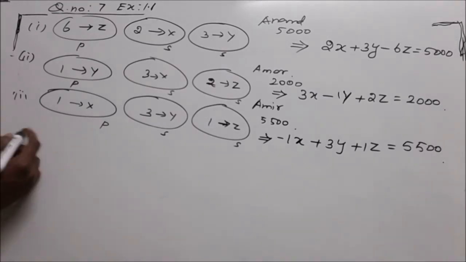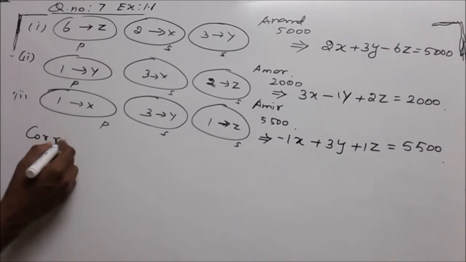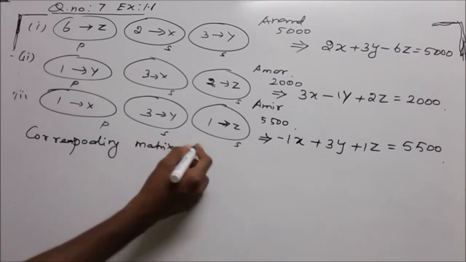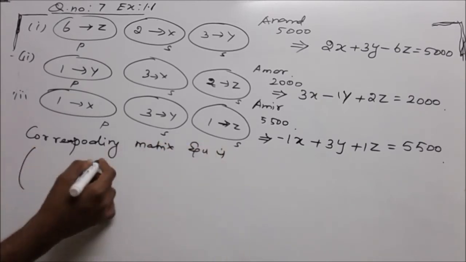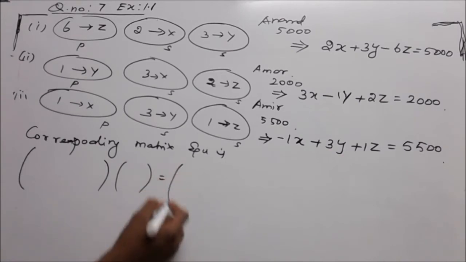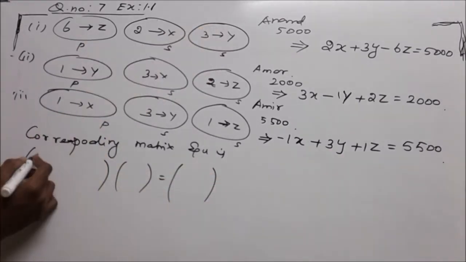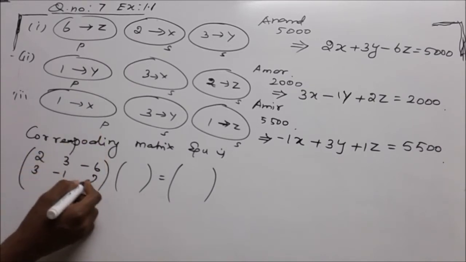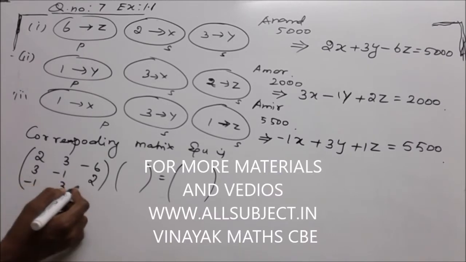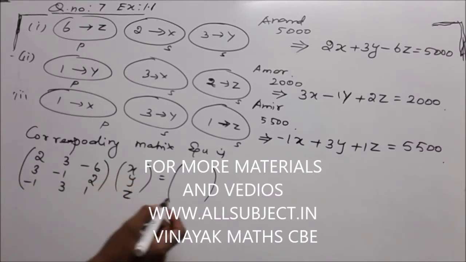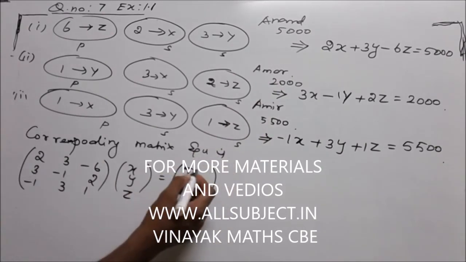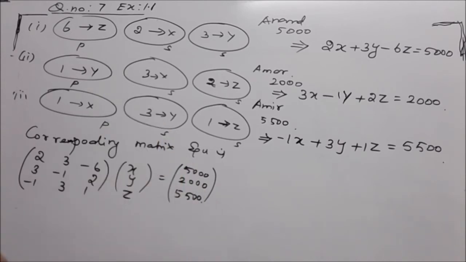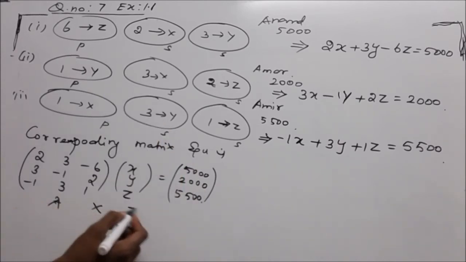The corresponding matrix equation is coefficient matrix, variable matrix, constant matrix. Coefficient matrix: 2, 3, minus 6, 3, minus 1, 2, minus 1, 3, 1. Variable matrix x, y, z, and then the constants are 5,000, 2,000 and 5,500. This is in the form of Ax is equal to B.